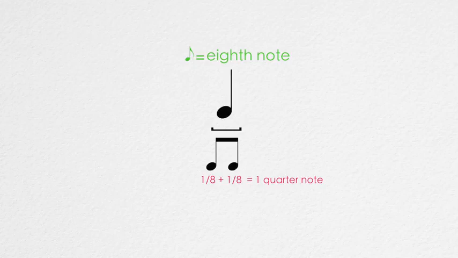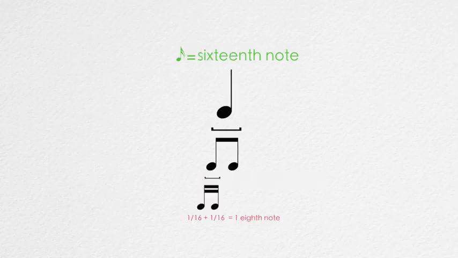We can also break down a quarter note into smaller segments. An 1/8 note is half as long as a quarter note, and a 16th note is half as long as that.